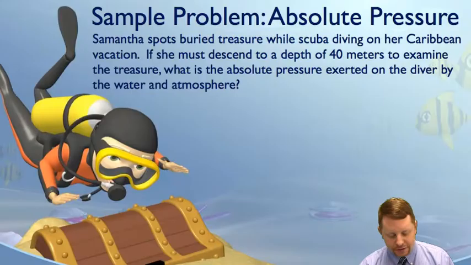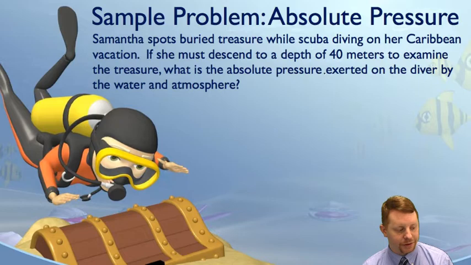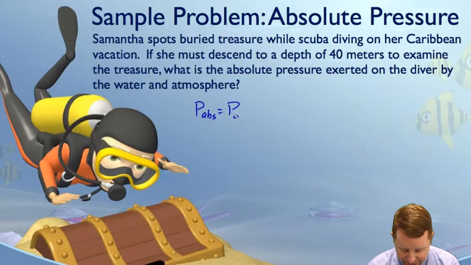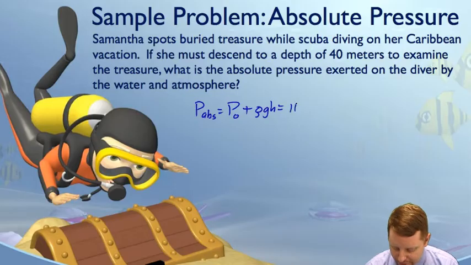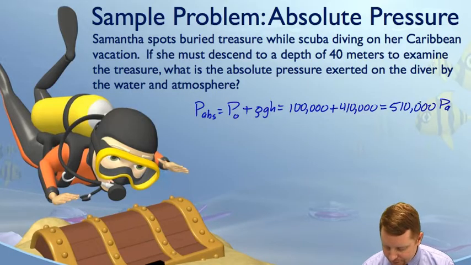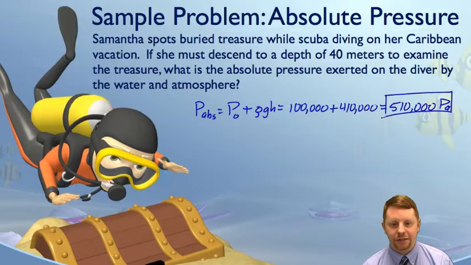All right, let's take it a step further. Samantha spots buried treasure while scuba diving again. She descends to 40 meters to examine the treasure. We want to know the absolute pressure exerted on the diver by the water in the atmosphere. Well, the absolute pressure is equal to atmospheric pressure plus our gauge pressure, which is going to be about 100,000 pascals, plus what we just determined as gauge pressure, 410,000 pascals, for a total absolute pressure of 510,000 pascals.